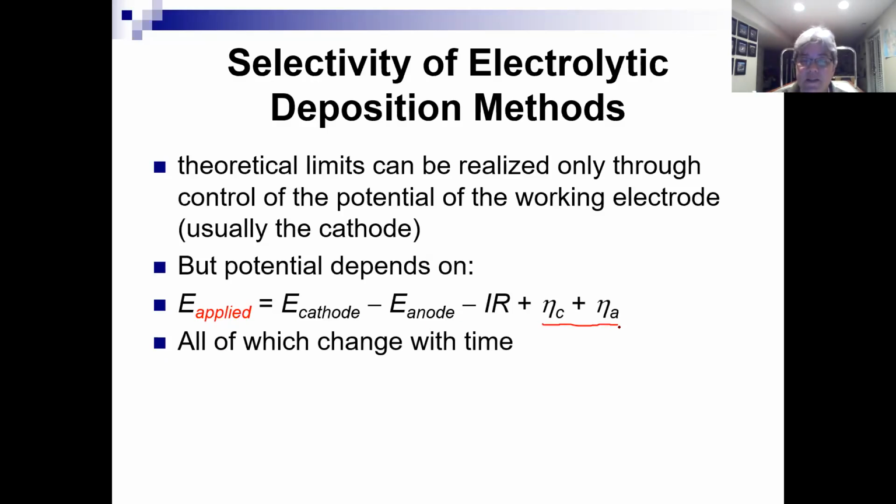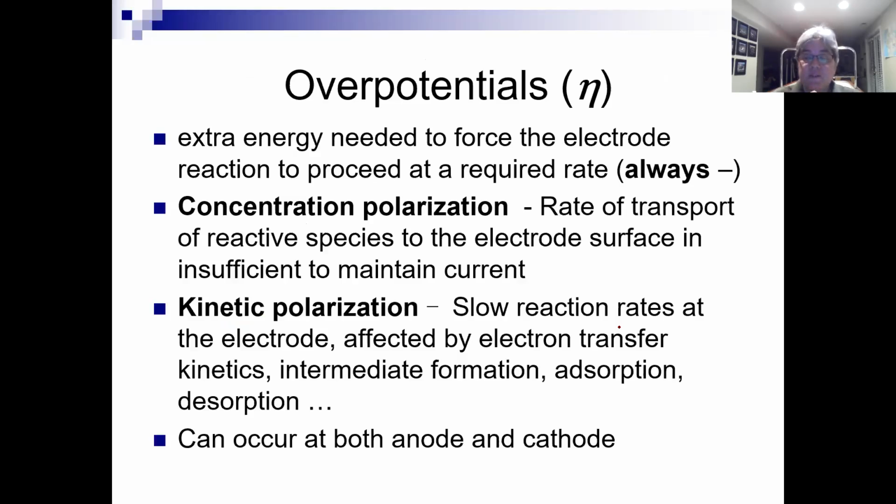We talked about that in chapter 6. So remember, what is an overpotential? It's the extra energy we need to force an electrode reaction to go at the required rate. And these are always negative numbers. Even though often they give you a positive number, the number is always negative. Remember, there's two kinds. There's concentration, which is when you don't have enough stuff coming to the electrode to react. And then there's kinetic, which has to do with slow electron transfer or other things going on. Both of these types can occur at both the anode and the cathode.